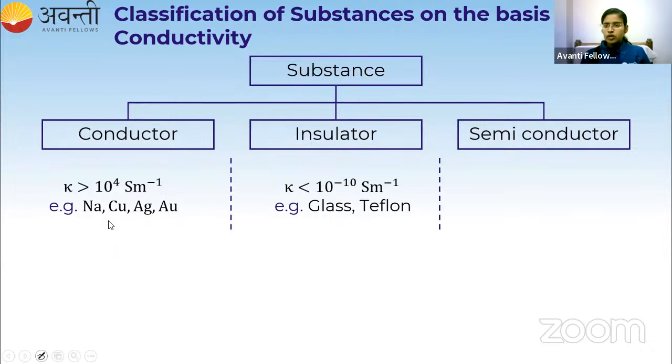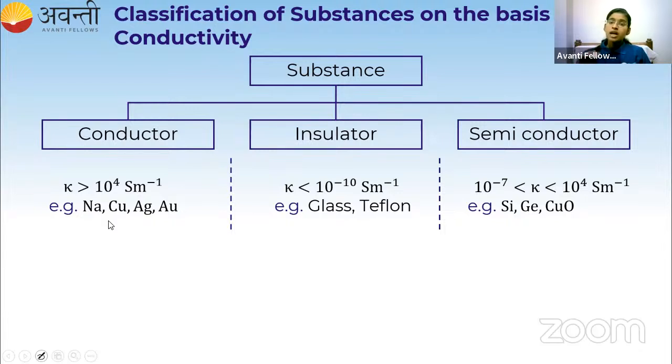Okay, then moving on to semiconductors. For semiconductors, the kappa value will vary between 10 to the power minus 7 to 10 to the power 4. Examples are silicon, germanium and copper oxide. So you should know the kappa values and also the examples under each category.